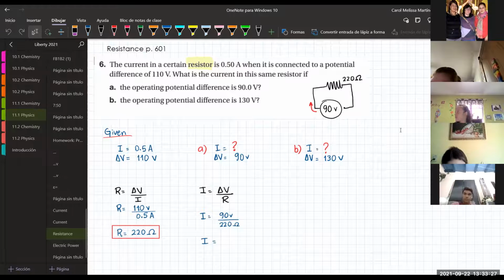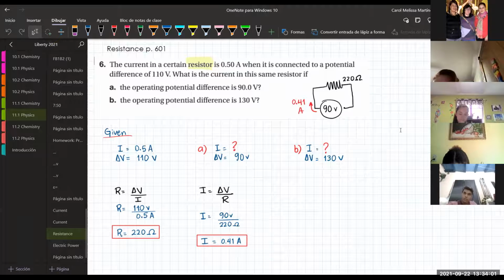I'm gonna have a different current. 90 divided by 220 gives me 0.41 amperes. In other words, my current is going to change because it depends directly on the potential difference. Okay, so when the potential difference is 90 volts, my current is 0.41 amperes.